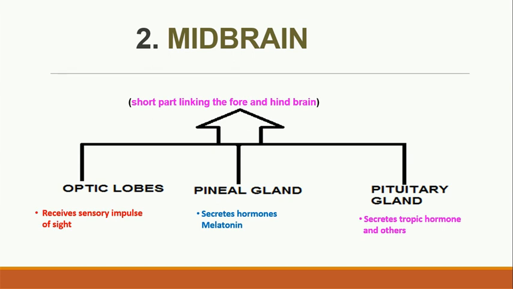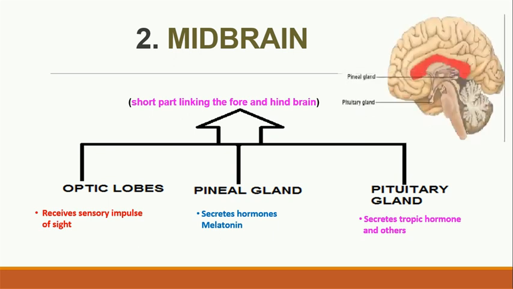The second part is known as the pineal gland. This secretes the hormone known as melatonin. And the last part is the pituitary gland. The pituitary gland is found at the midbrain. It secretes tropic hormones and other hormones such as prolactin, oxytocin, and so on.